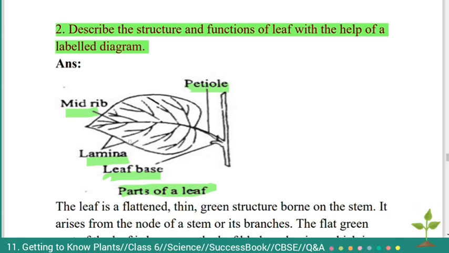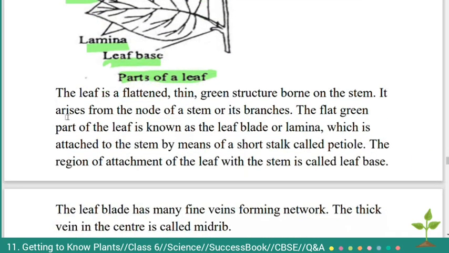We'll see the explanation of this. The leaf is a flattened, thin, green structure borne on the stem. It arises from the node of a stem or its branches. The flat green part of the leaf is known as the leaf blade or lamina, which is attached to the stem by means of a short stalk called petiole. The region of attachment of the leaf with the stem is called leaf base.